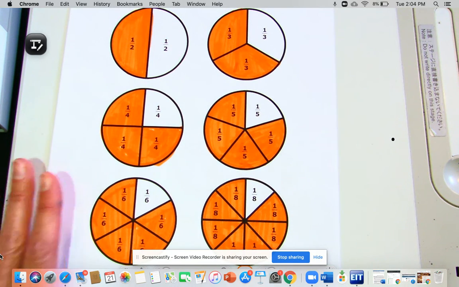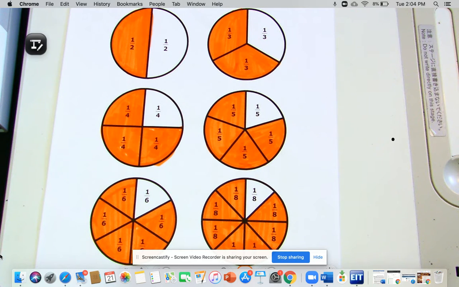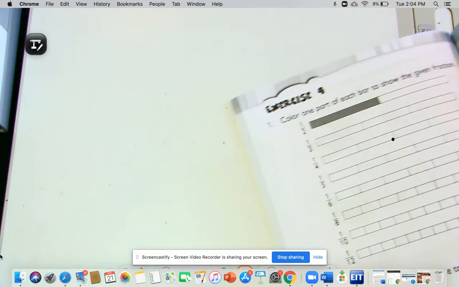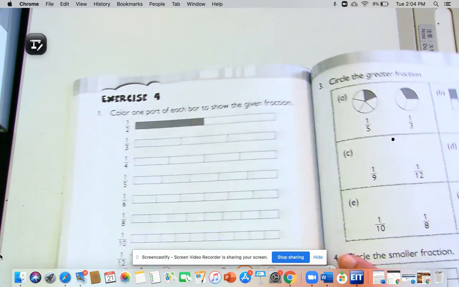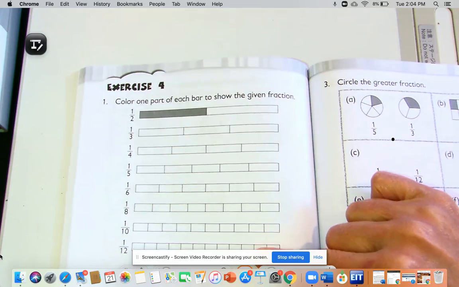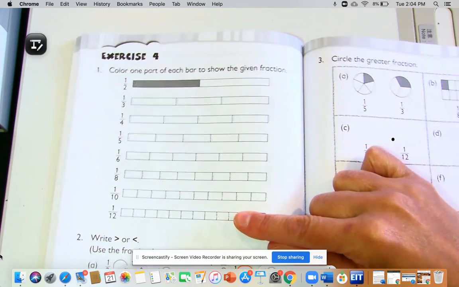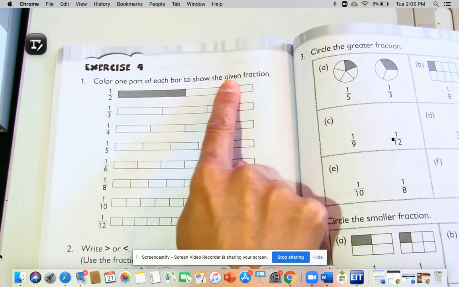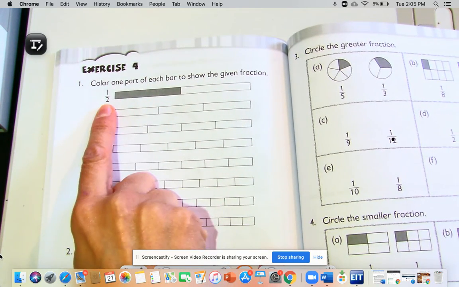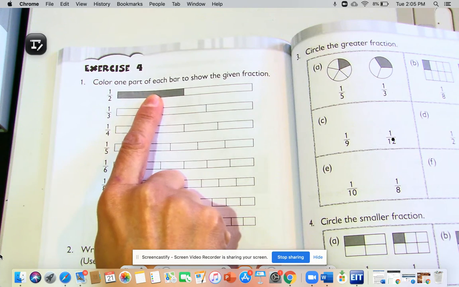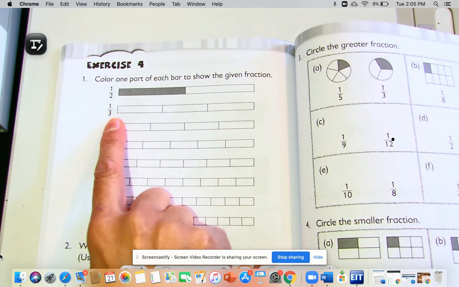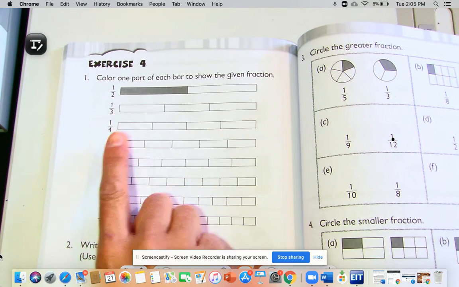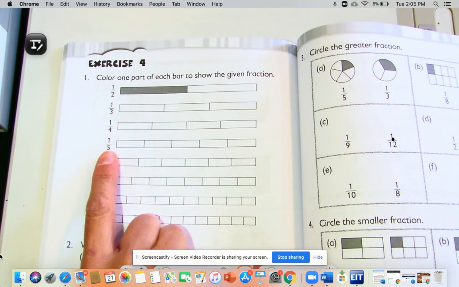Okay. So your homework for today is actually to draw some fraction bars or fraction strips. Just like I showed you, if you wanted to use some color to draw these, you definitely could. Or you can just use your pencil. It says color one part of each bar to show the given fraction. So they've done the first one for you. They've colored in 1/2. So you're just going to color in 1 out of 2 equal parts. The next one is 1/3. So you're going to color in 1 part out of 3 equal parts. 1/4. You're just going to color in 1. 1/5.